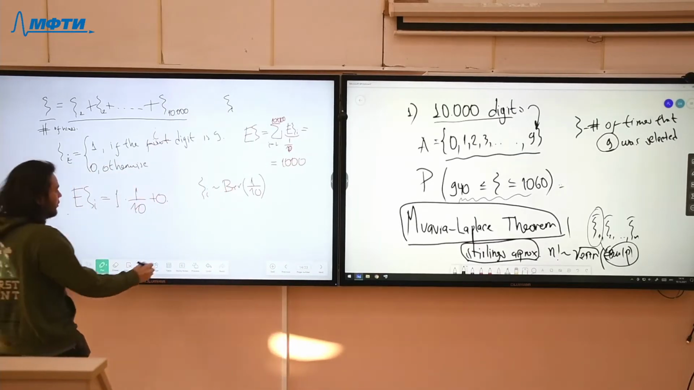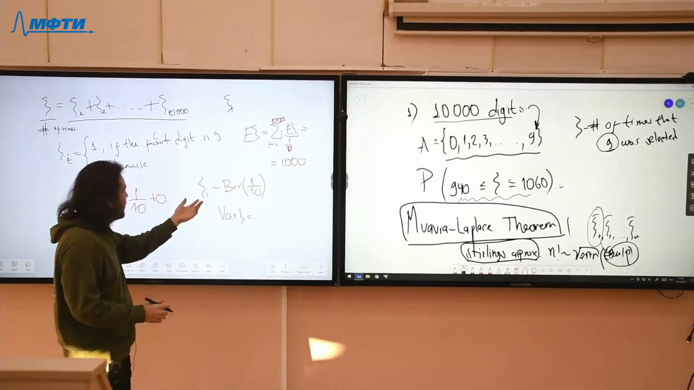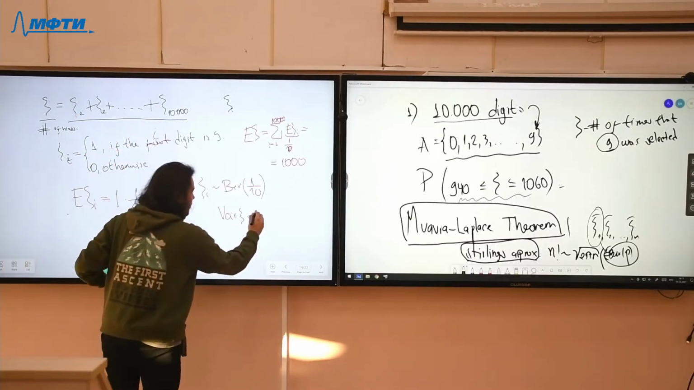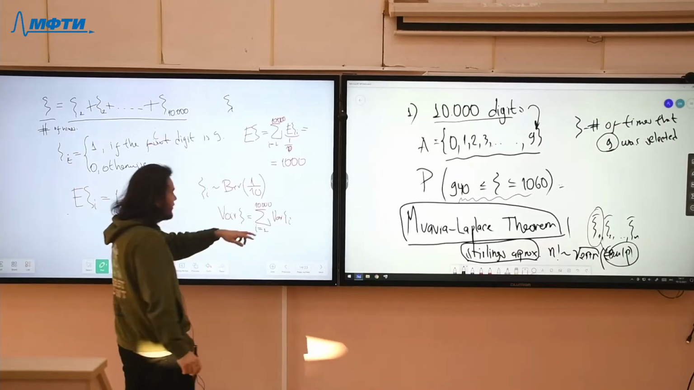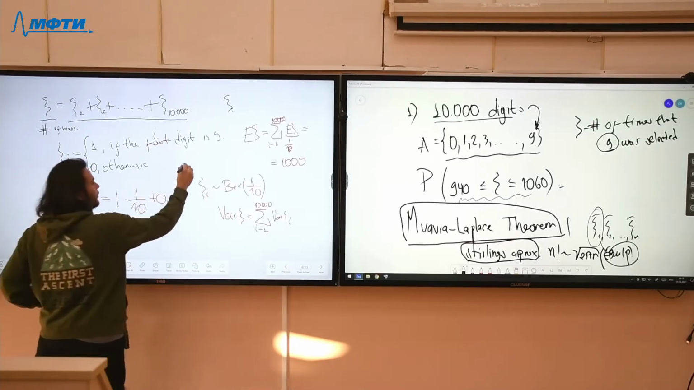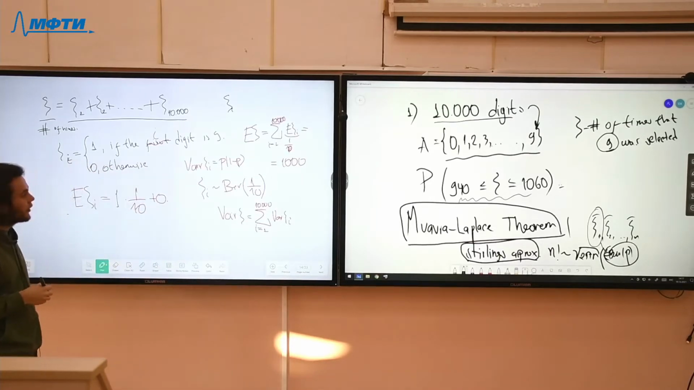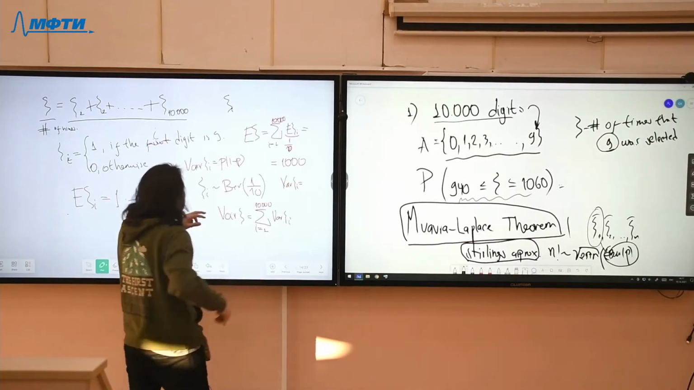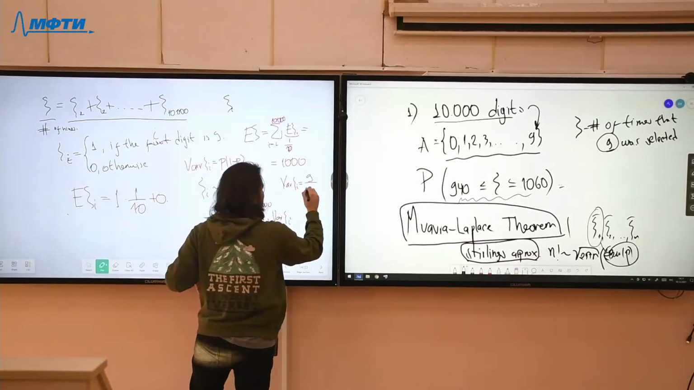Now, what is the variance of Xi? Since Xi 1, Xi 2, up to Xi 10,000 are independent, this is the sum from 1 to 10,000 of the variance of Xi I. Since Xi I has Bernoulli distribution, the variance of Xi I is P times 1 minus P. Here P is 1 over 10 and 1 minus P is 9 over 10, so this is 9 over 100.